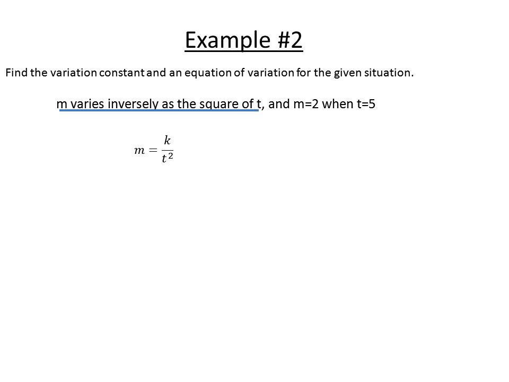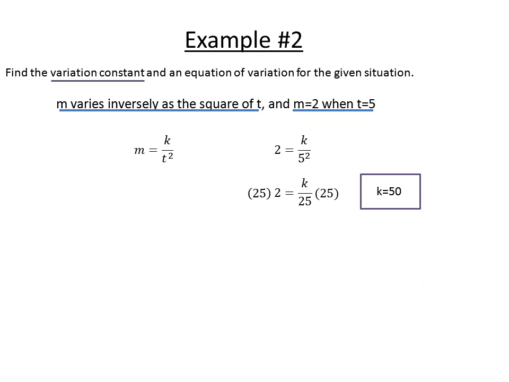Once we have our basic equation, we can plug in the values they gave us. We're told that m equals 2 when t equals 5, so we can go back to our basic equation and replace m with 2 and t with 5. And we'll get 2 equals k divided by 5 squared. Well, 5 squared is 25, so that's equivalent to 2 equals k divided by 25. And since k is the only unknown value left in that equation, we can solve for k by multiplying both sides by 25. And we get that k equals 50.